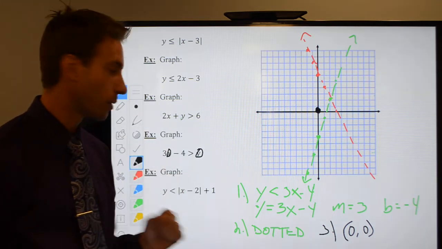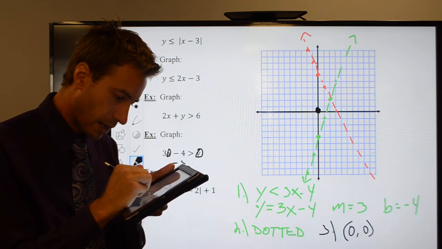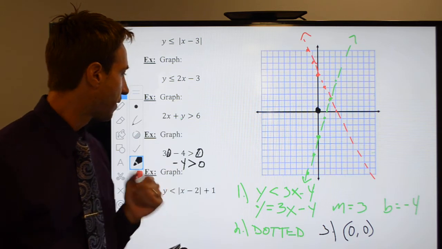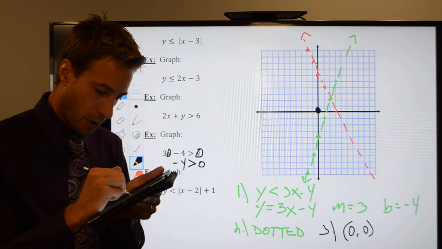Well, here's what I've got. 3 times 0 is 0. 0 minus 4 is going to be a negative 4. And I have that that is greater than 0. Well, is negative 4 greater than 0? No, it's not. That is false.